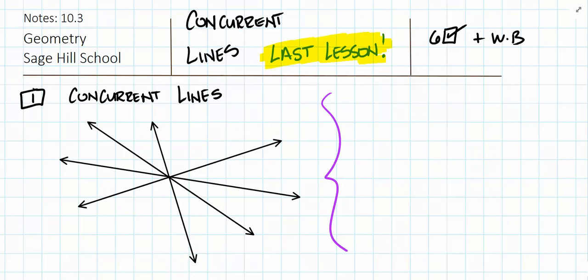If you had to guess what the word concurrent lines meant based off that picture, what would your guess be? Yeah, Adrian. They intersect in one point. There you go. That's exactly what it is.